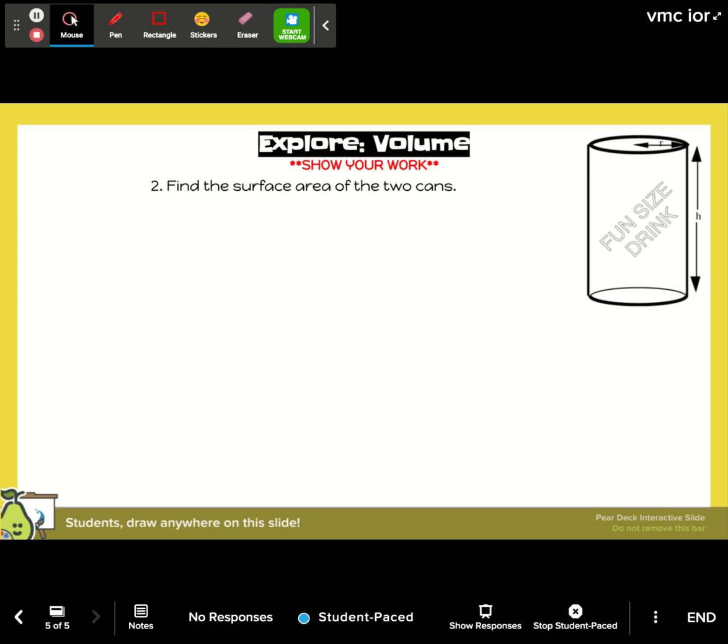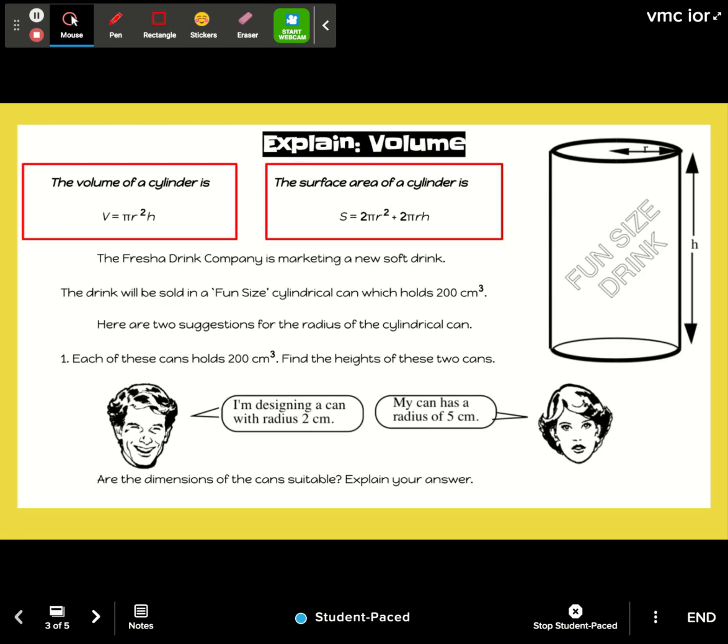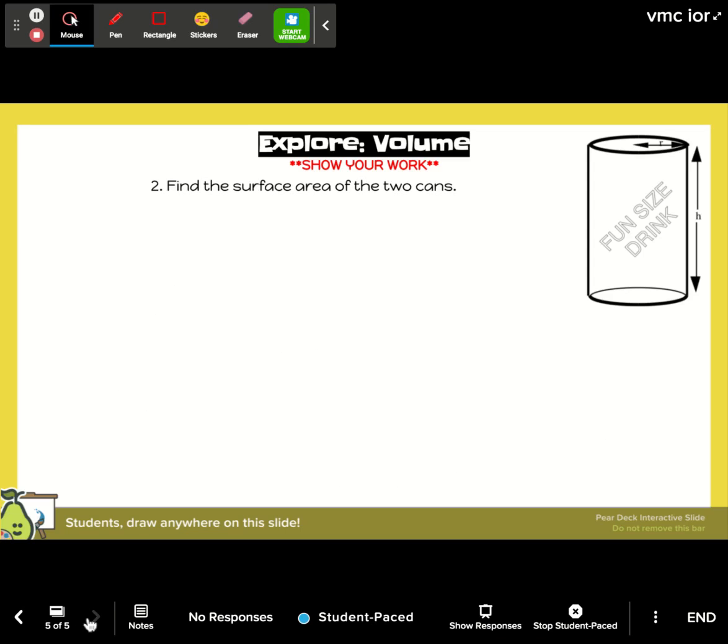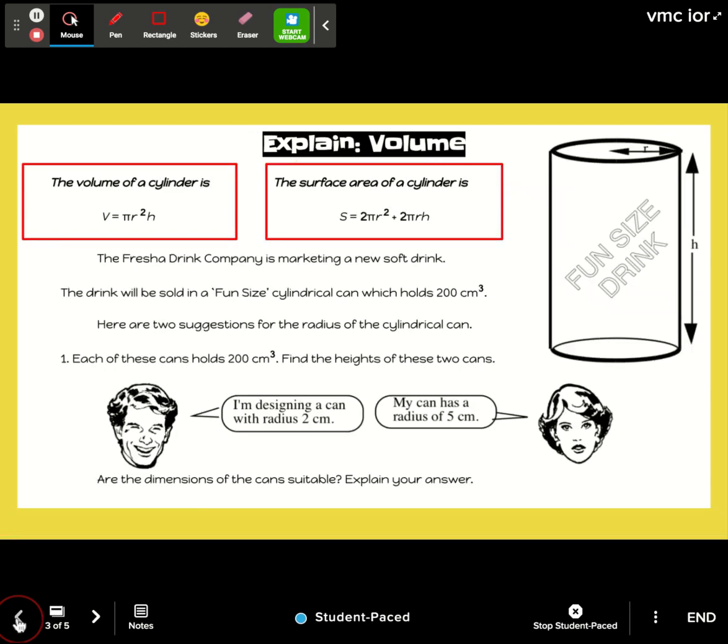The second question says, I want you to find the surface area of these two cans. Once you find the surface area of these two cans, you're going to write it here. The final question you want to answer, you're probably going to answer it on this slide, is this: are the dimensions of the cans suitable, right? And so somewhere on this slide, you're going to have to be able to say, is can one suitable? Is can two suitable? Explain if it is suitable and explain if it's not suitable, right?